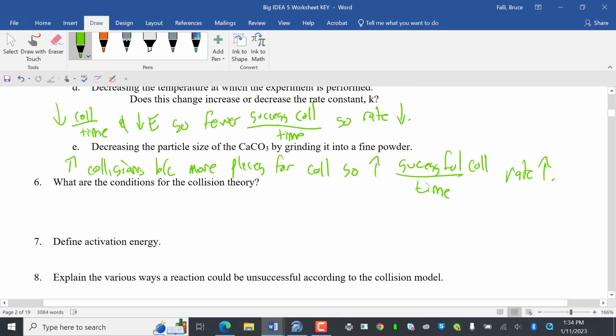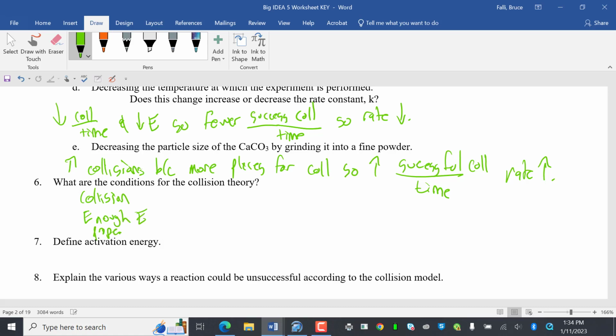What are the conditions for the collision theory? Ooh, the conditions for the collision theory. You got to have a collision. You have to have enough energy. Oops, I put E energy, EE. Not what I want. Enough energy and the proper orientation.